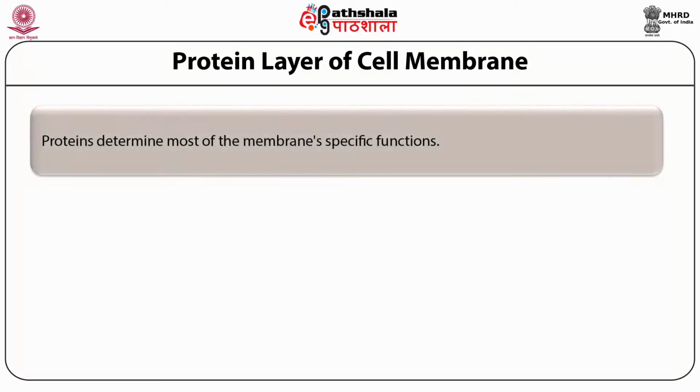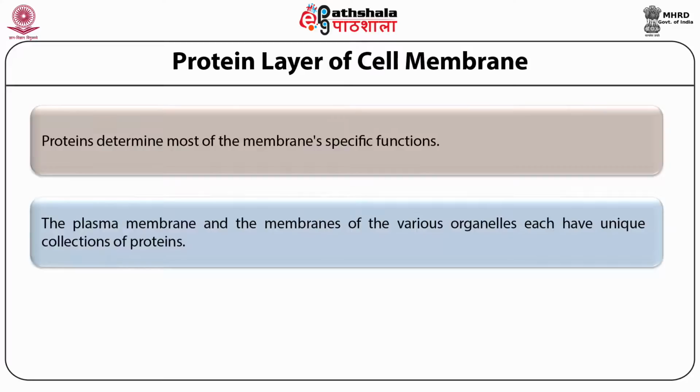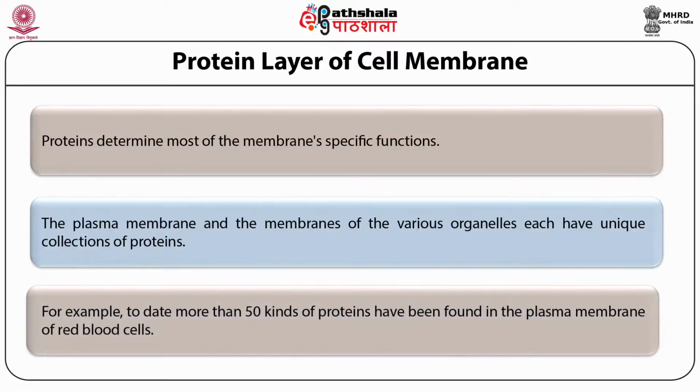Proteins determine most of the membrane's specific functions. The plasma membrane and the membranes of the various organelles each have a unique collection of proteins. For example, to date more than 50 kinds of proteins have been found in the plasma membrane of red blood cells.